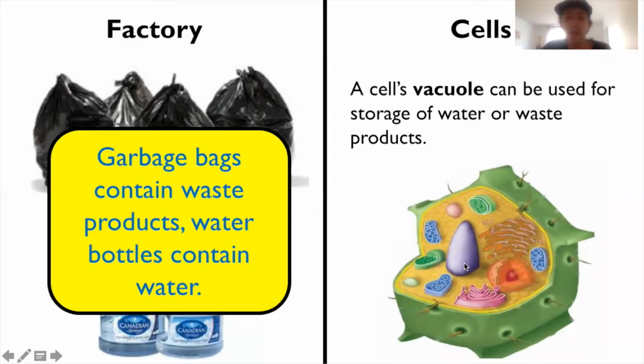This is called a vacuole. Just think of it as a storage area. Like I'm saying, we can store water in these bottles or garbage in these garbage bags. We can store it in the vacuole. So there are vacuoles in animal cells, but they're not as big as what you see here.